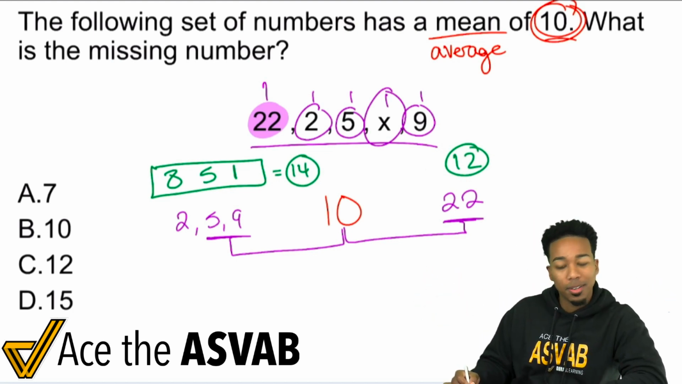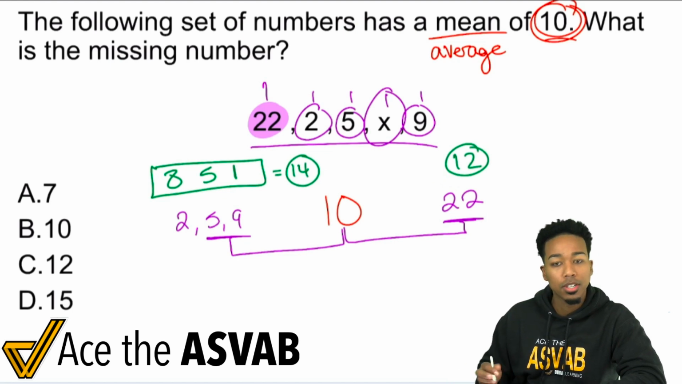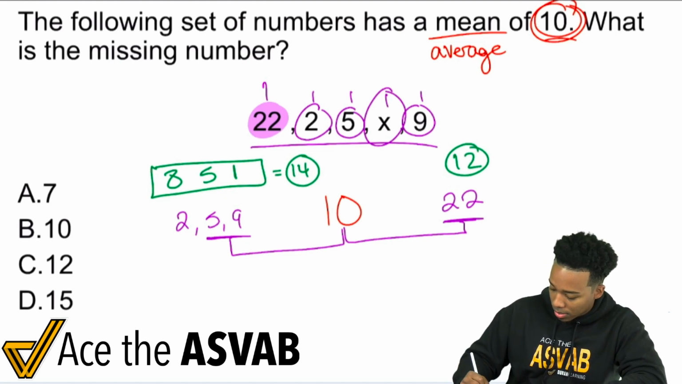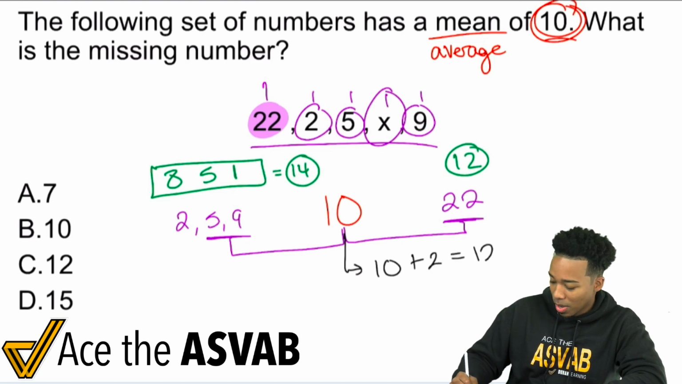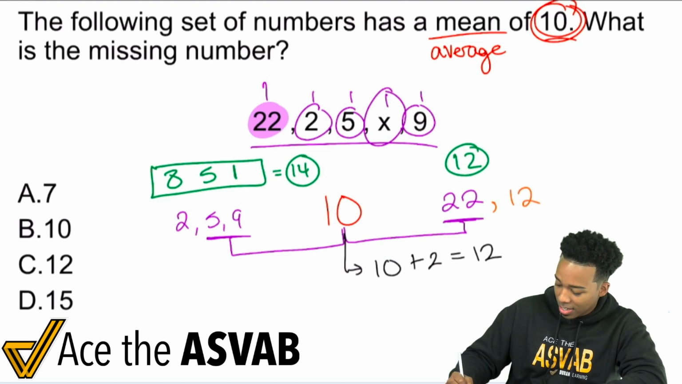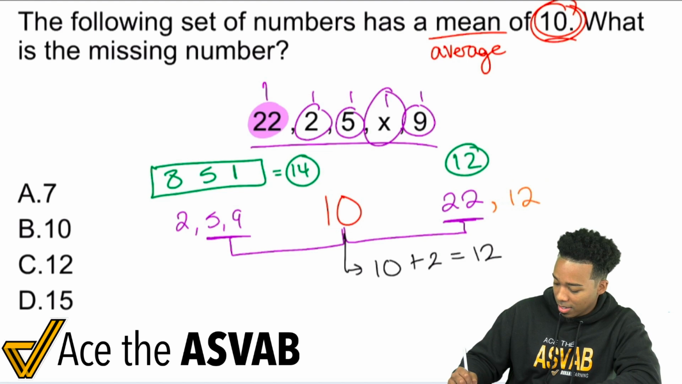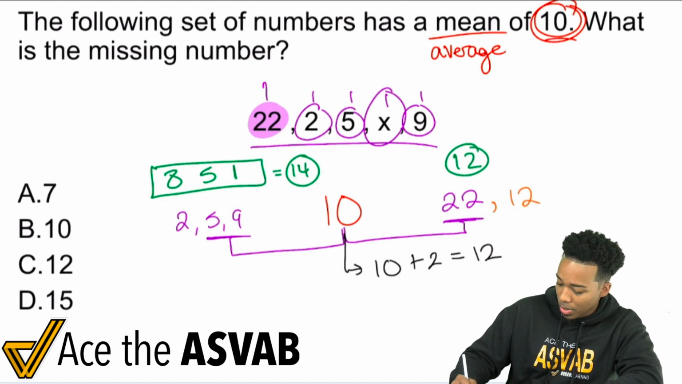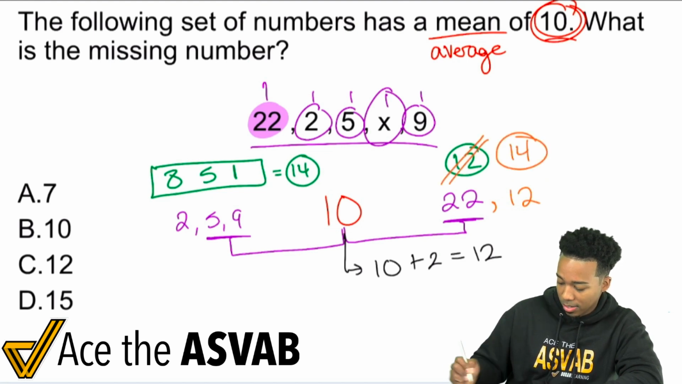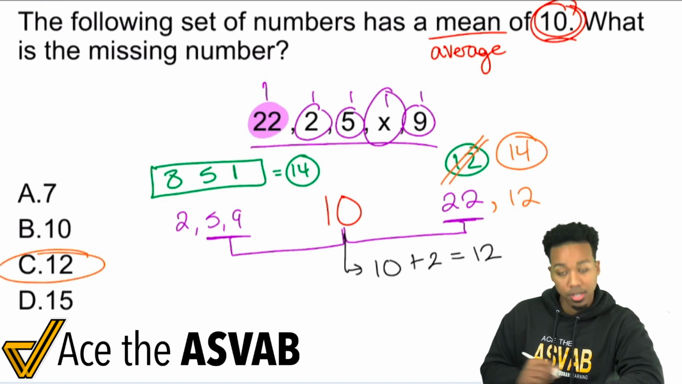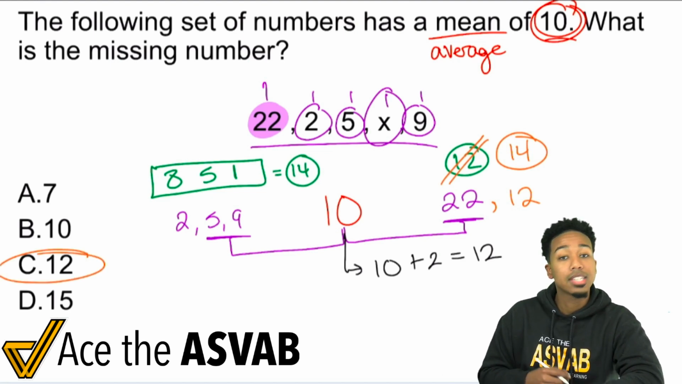And so guess what? If we just need an extra 2 here, that means, well, take the balance point. 10 plus 2, that's 12. So if we had a 12 right here, that would be, again, 2 away from 10, which means that we would have our 14. And so that's why the answer is C right there. That's an easy way to think about it.